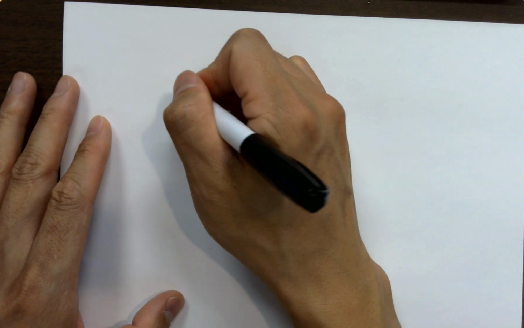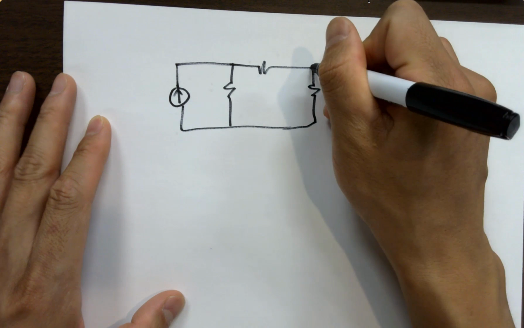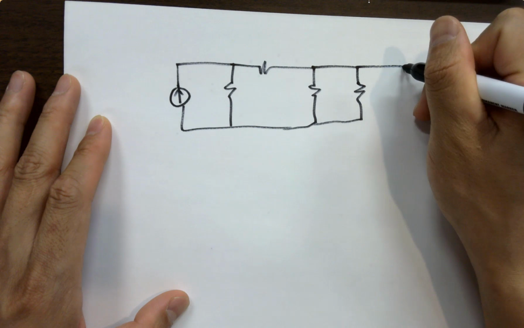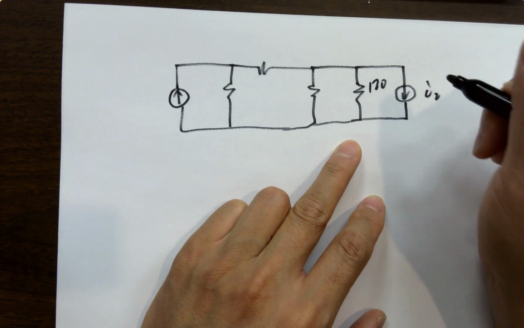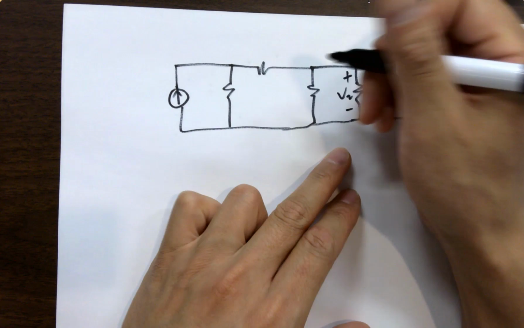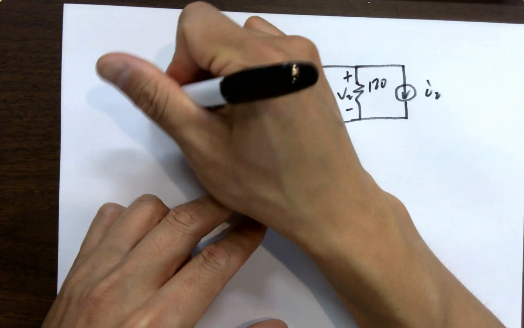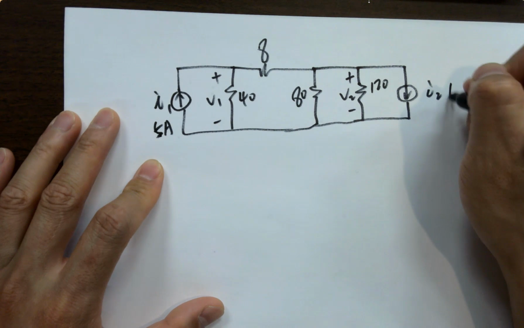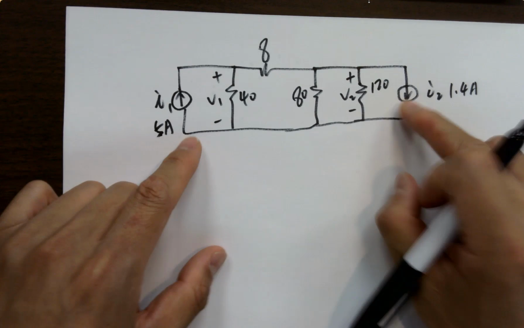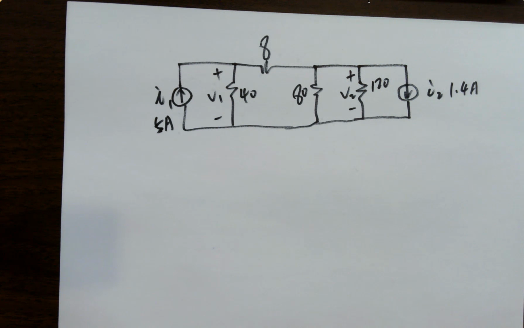Use the mesh current method to find V1 in this circuit. There is I2, 120 ohms labeled as V2, 80 ohms, 40 ohms, plus minus V1, and that's I1. I1 is 5 amps, I2 is 1.4 amps, just the two independent sources, right? So you can solve for everything in the circuit. They're asking to use the mesh current method to find V1.